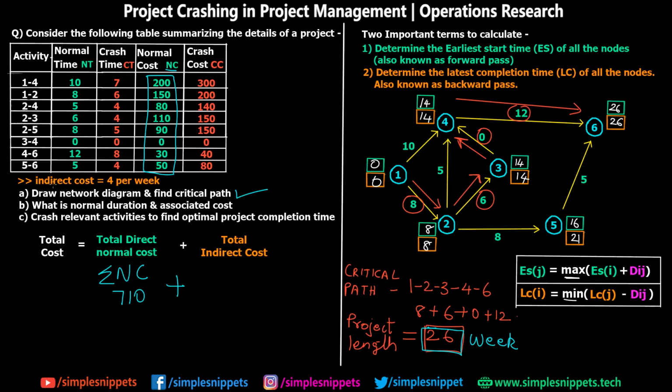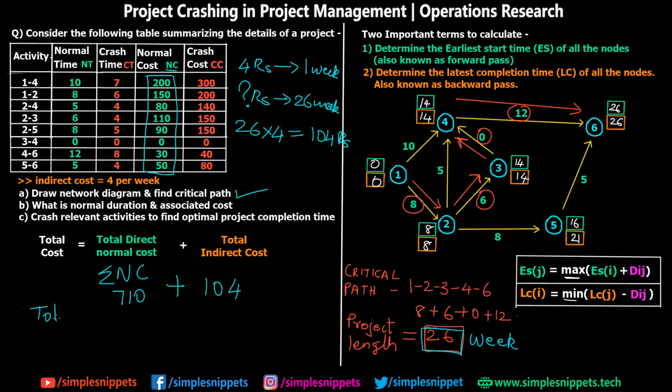So we've been given the indirect cost, which is 4 per week, and now we have also calculated that normally it is going to take 26 weeks. So 4 rupees for 1 week, question mark rupees for 26 weeks. So simple mathematics, 26 into 4, which is equal to 104 rupees. So this is the total indirect cost, which is 104. So I hope you are getting this. So the total cost is equal to 814 rupees.